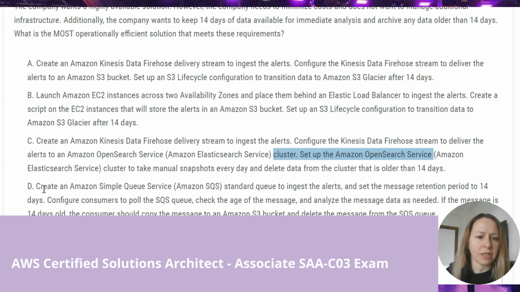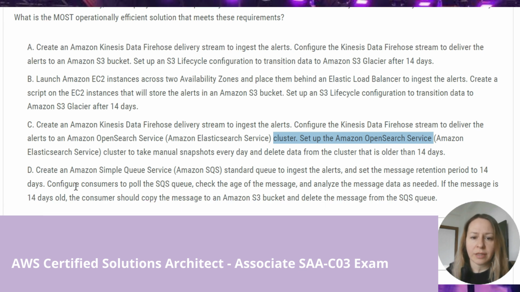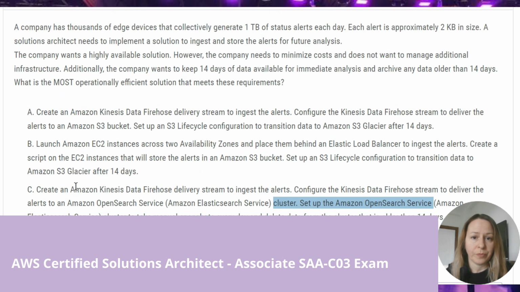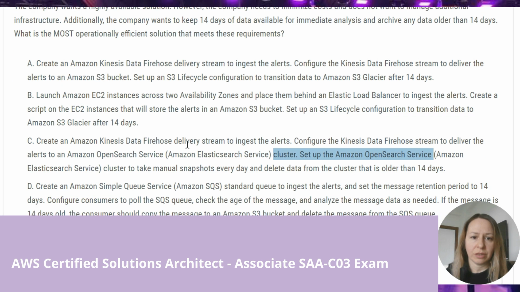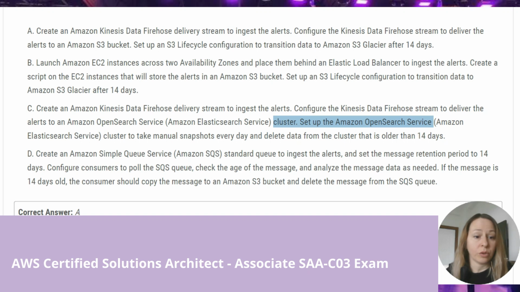Create an Amazon Simple Queue Service standard queue to ingest the alerts and set a message retention period to 14 days. Configure consumers to poll the SQS queue, check the age of the message, and analyze the message data as needed. If the message is 14 days old, the consumer should copy the message to an Amazon S3 bucket and delete the message from the SQS queue. That is not going to be operationally efficient. So it looks like the answer might be A, and the correct answer shows A, and the community also voted for A.